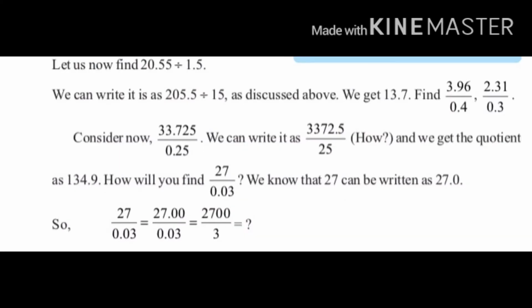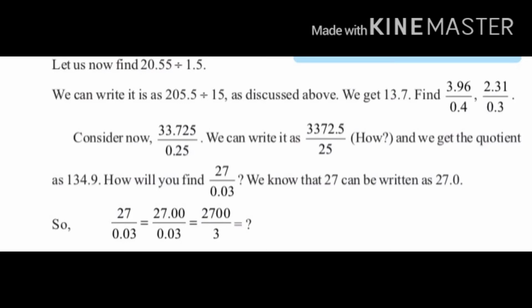Now let us find 20.55 divided by 1.5. Now we can write it as 205.5 divided by 15 as discussed above. Now how we have done it? We have shifted the decimal one place. Now why one place? Because in 1.5 there is only one decimal place. So we are shifting one decimal place in both the numbers. So it has become 205.5 divided by 15. And when we will divide, we will get the answer as 13.7.